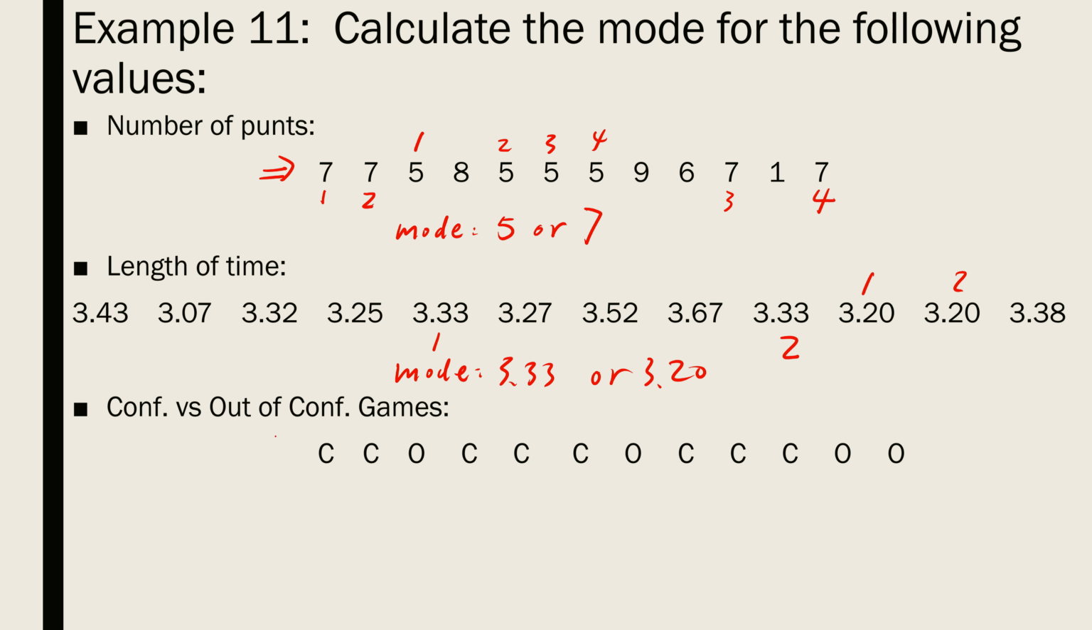And this is the last example, about conference versus out-of-conference games. C stands for conference. O stands for out-of-conference. This result is straightforward because the conference games appear 1, 2, 3, 4, 5, 6, 7, 8, so 8 times. Meanwhile, the out-of-conference games only happen 1, 2, 3, 4 times. So that's how we can tell conference games is the mode.